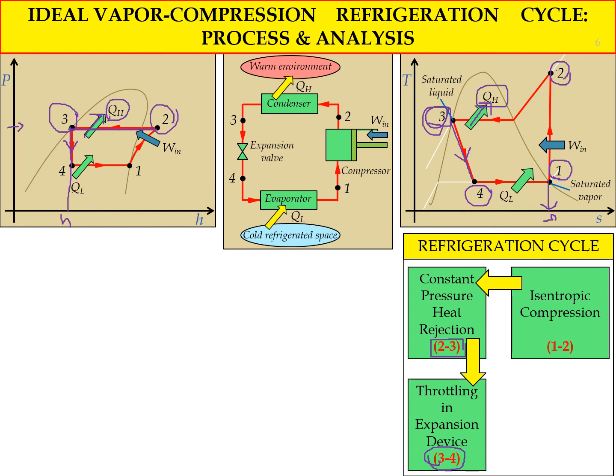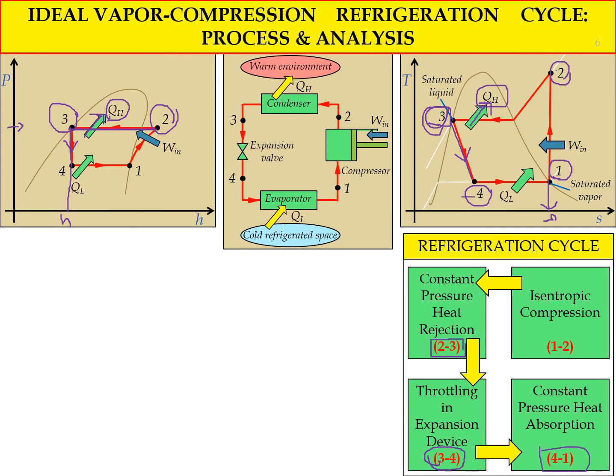And now we look into the next process of the refrigeration cycle, which is the constant pressure heat absorption, process 4 to 1, which is the last process. This is process 4 to 1 here, and we have a QL. Look at the TS diagram, and QL is the heat absorption process. And look at the PH diagram. As you can see, it happens at the constant pressure line here. Pressure 4 and pressure 1 are equal here.